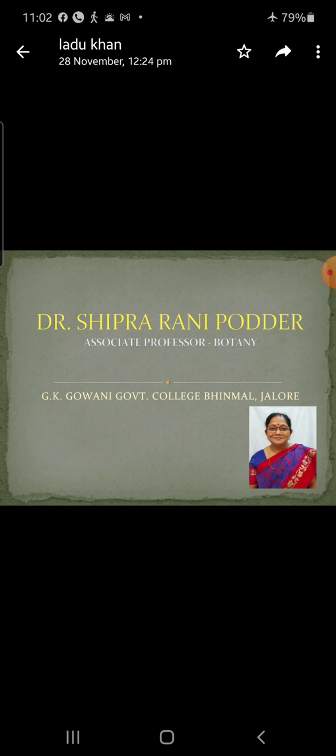fimbriae and pili. Glycocalyx is a sticky, gelatinous material that collects outside the cell wall to form an additional surface layer. When this layer is firmly attached to the surface of the cell, it is called a capsule. If it is loosely distributed around the cell, the glycocalyx is called a slime layer.